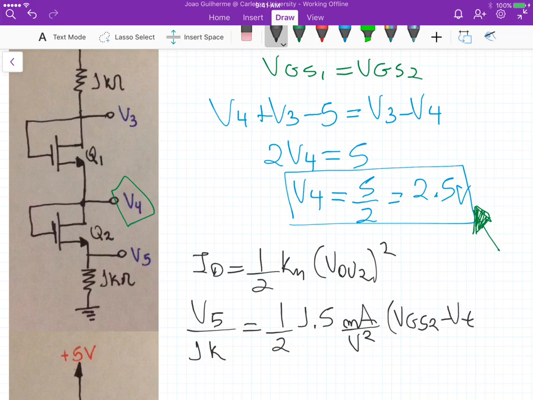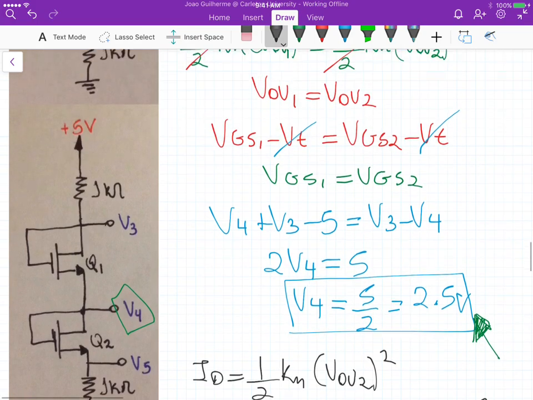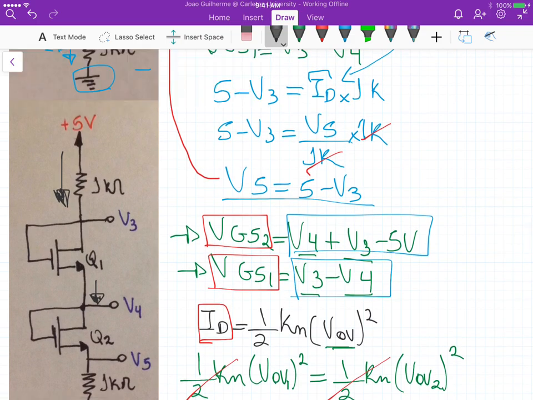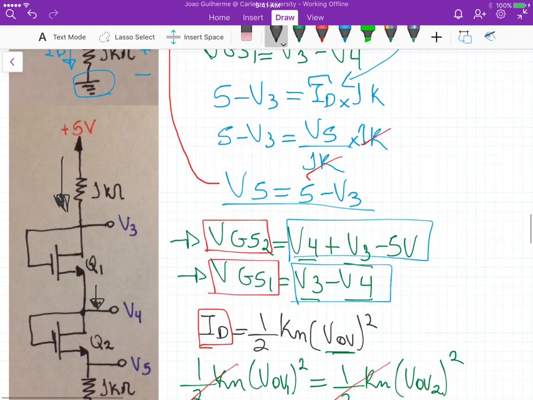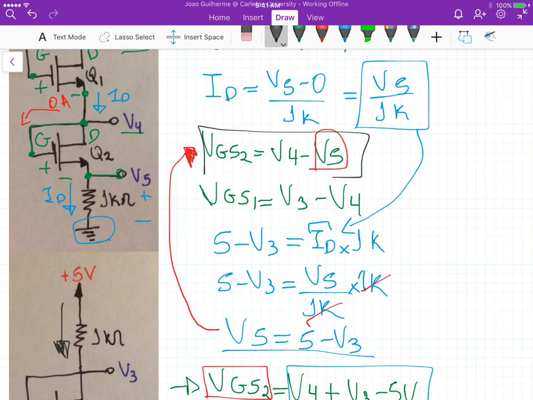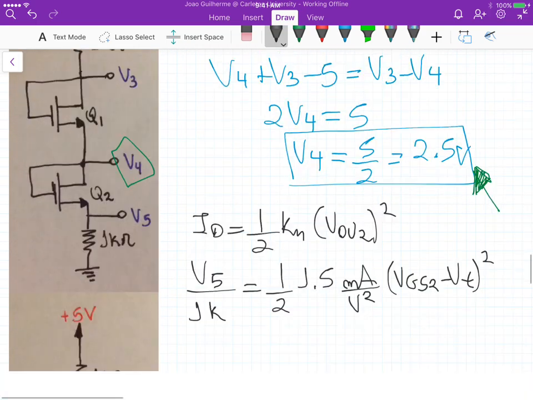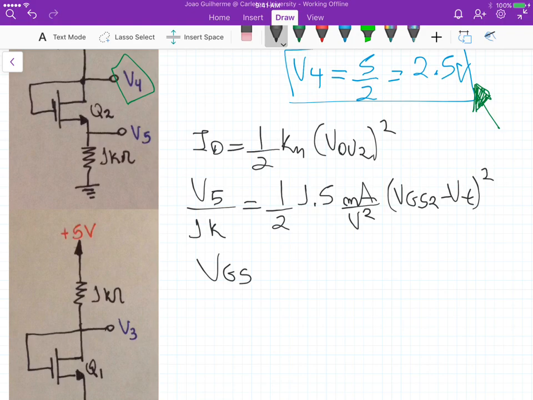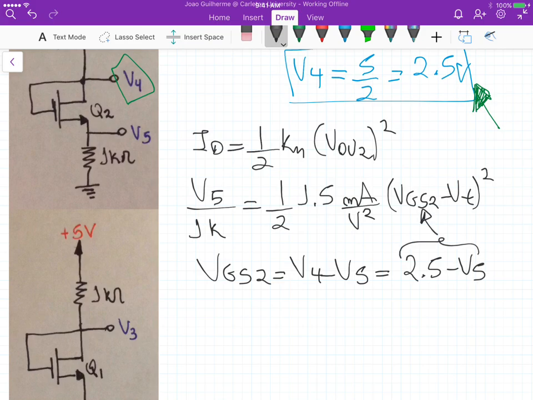VGS2 minus VT squared. Okay, and we can basically write VGS2 in terms of V5, right? Because I think we have an equation for that. So let me go up here, this one here, because we know V4, right? So VGS2, remember that VGS2 is equal to V4 minus V5, and that's equal to 2.5 minus V5. So we can substitute this one up here.